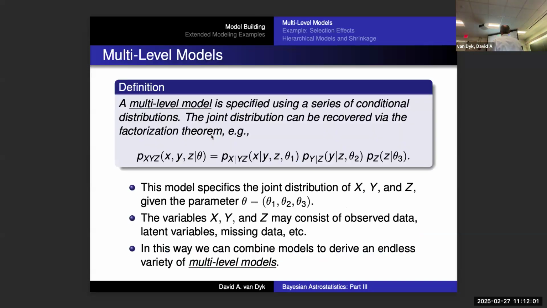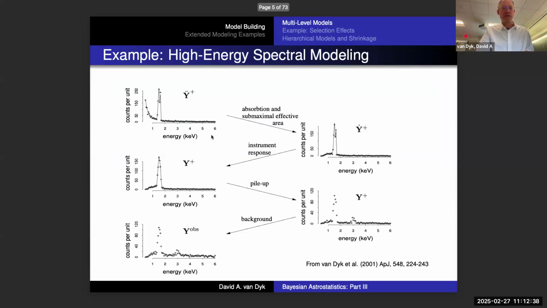So a general definition, the multi-level model is specified using a series of conditional distributions. The joint distribution can be recovered by the factorization theorem. So if I'm interested in the joint distribution of 3 pieces of data, for example, or unknowns, whichever, I can factor this distribution and then specify the models of each of these 3 things one at a time. In this way, we can combine models to derive an endless variety of multi-level models. So each of these things might be a regular standard model, but when I combine them in all different ways, I get all kinds of interesting, complex models that are not standard.